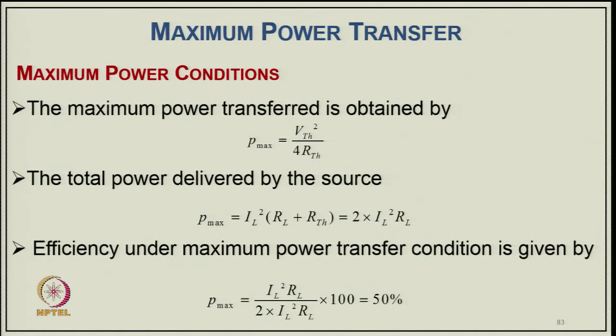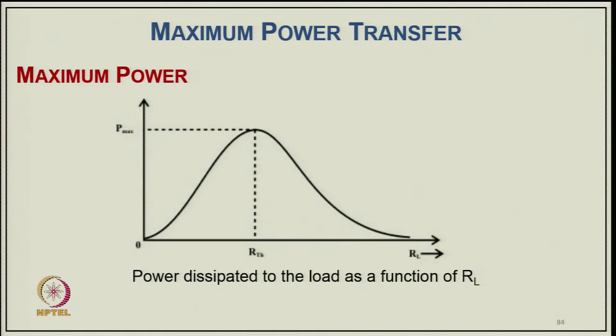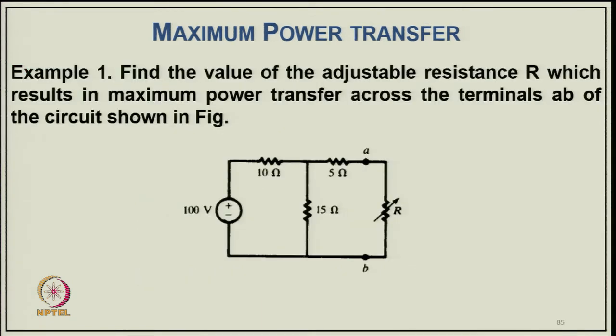The efficiency at the maximum power transfer condition is obtained as IL square RL divided by 2 into IL square RL, times 100, that comes to only 50%. So, we transfer only 50% of the power. This is what we have already shown earlier, that if we plot power versus load resistance, it comes to the maximum only when load resistance equals Thevenin resistance in this circuit. Power dissipated in the load is a function of RL.